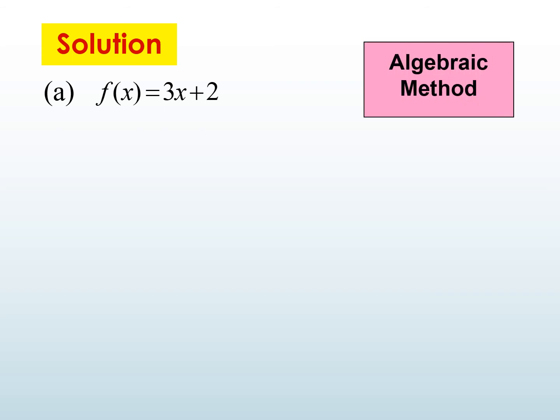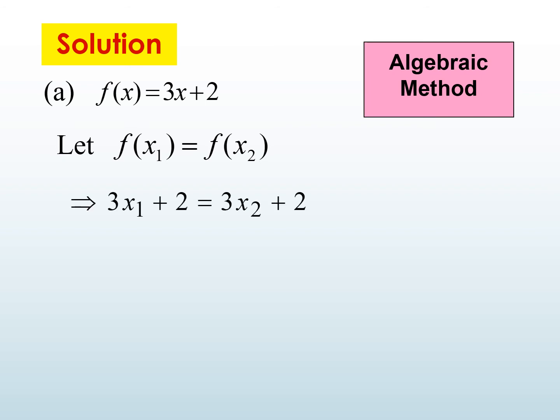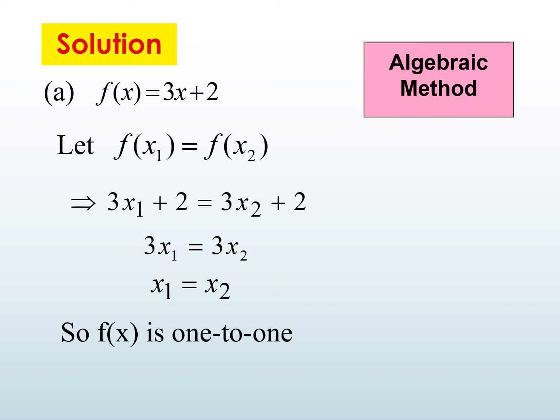By using the algebraic approach, let f(x1) equal f(x2). Then we substitute x1 and x2 into f(x), and we get 3x1 plus 2 equals 3x2 plus 2. We bring the 2 from the left-hand side to the right-hand side, and we get 3x1 equals 3x2. Finally, we divide by 3, and we get x1 equals x2. Since f(x1) equals f(x2) implies x1 equals x2, thus f(x) is a one-to-one function.